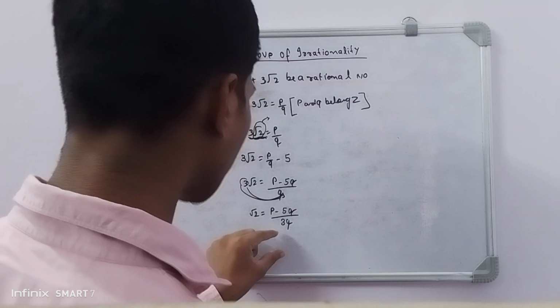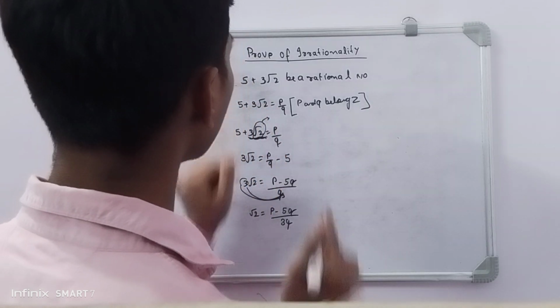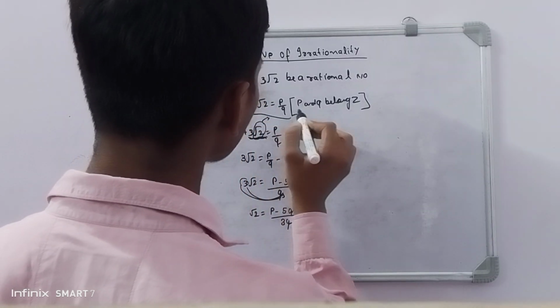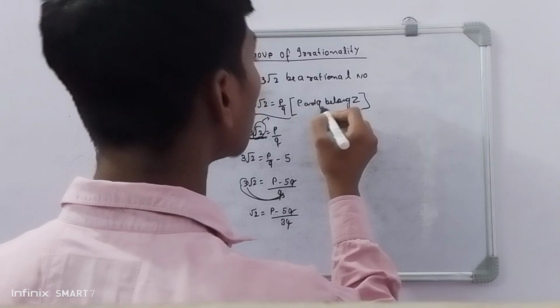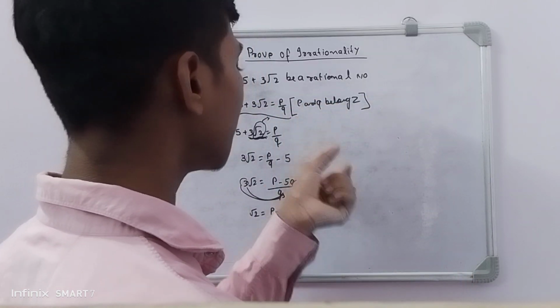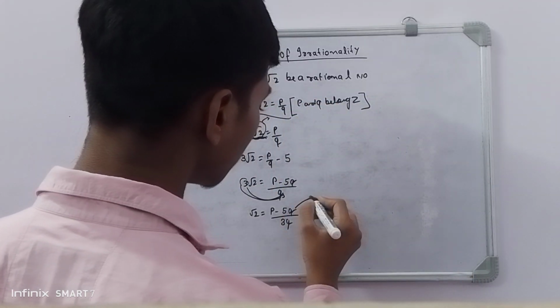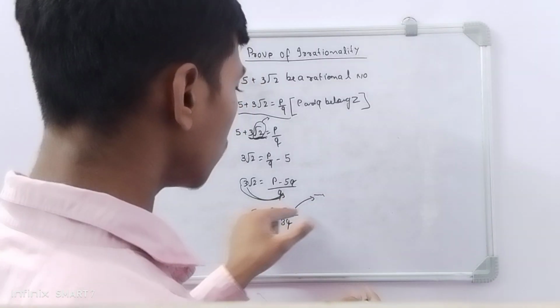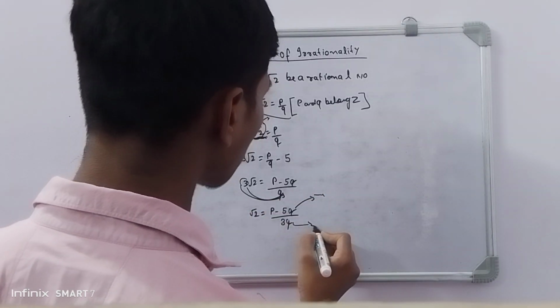So as we consider that this number belongs to the rational numbers, that means p and q both belong to Z, meaning integers. That means p minus 5q is also an integer, and 2q is also an integer.